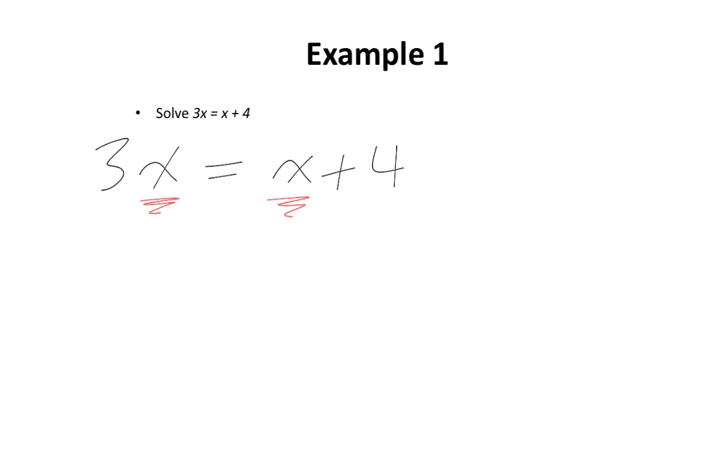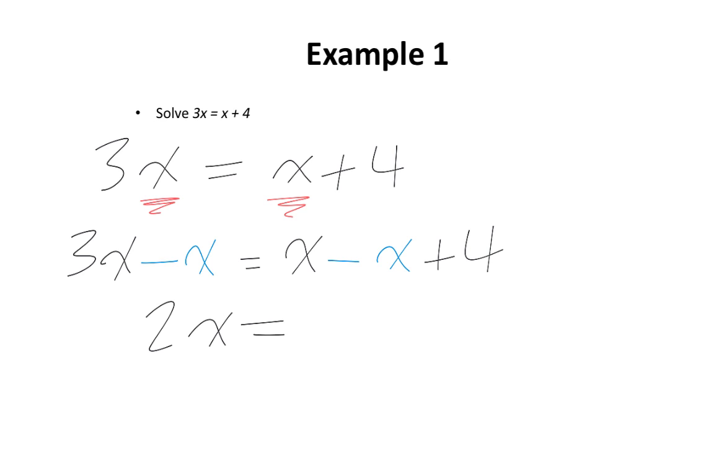However, terms with x are located on both sides of the equation, which means we have to either bring all of these terms to the left side of the equation or all of these terms to the right side of the equation. I'm going to bring x to the left side of the equation. That means I'm going to have to subtract x from both sides of the equation. So 3x subtract x is 2x. X subtract x cancels out, and the positive 4 stays by itself.